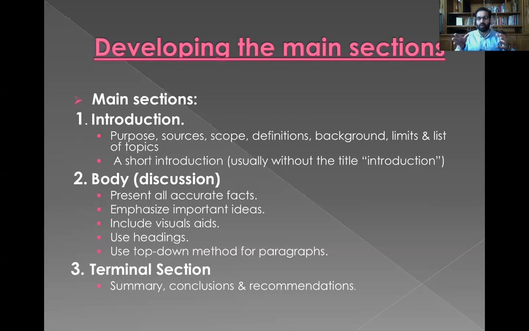Maybe wine is more unhealthy than tobacco, but you are not supposed to talk about wine or something else. You're supposed to stick to the same content which you were asked. Include visual aids if you can. Okay, you can put the visual aids if you can.